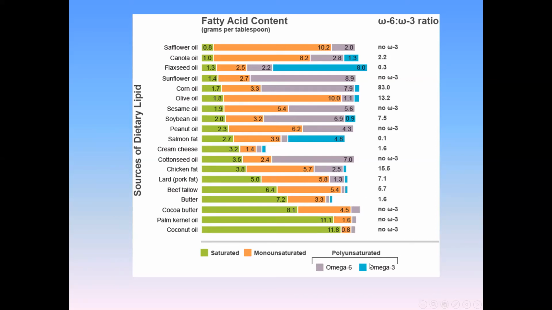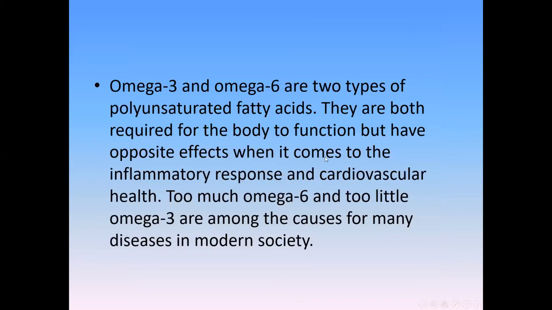Also, for example, let's see here, salmon fat. Salmon also has more omega-3. Thus, I said the marine sources are very important also for the sources of omega-3. Also, the flax seeds, which are the bidur al-kittan, they are the highest in omega-3 also. So omega-3 and omega-6 are two types of polyunsaturated fats.